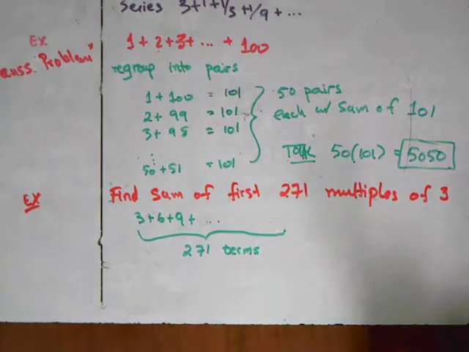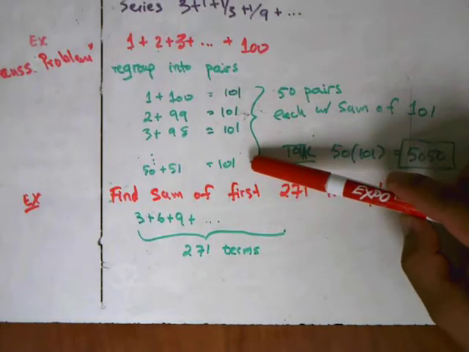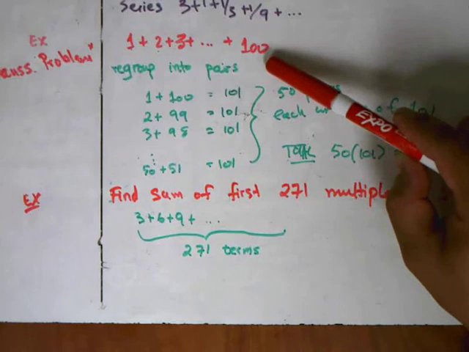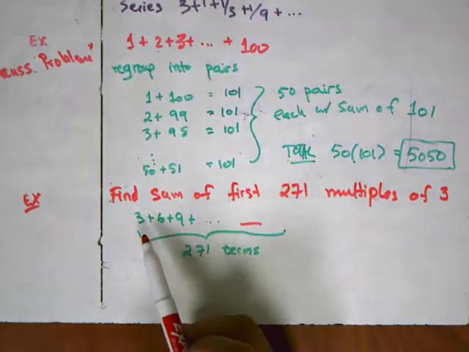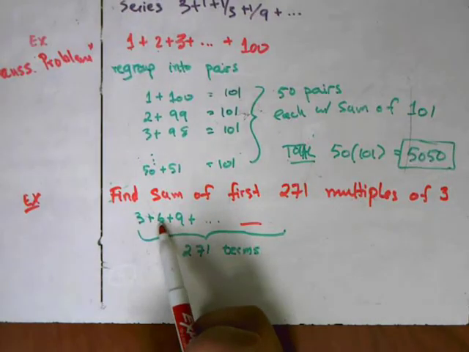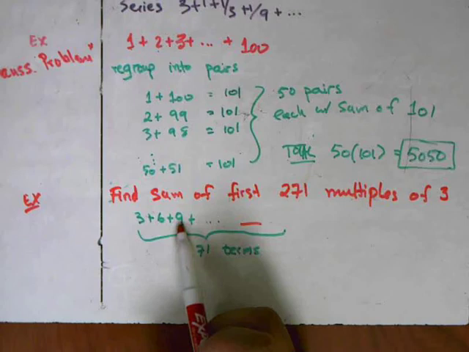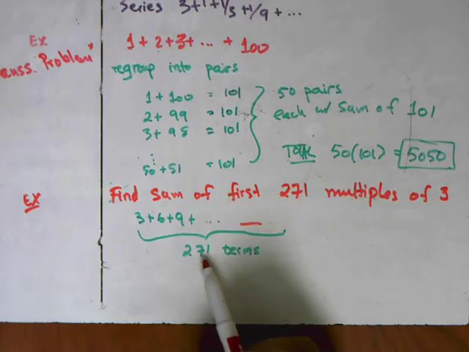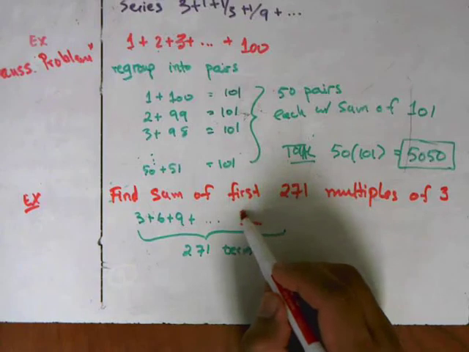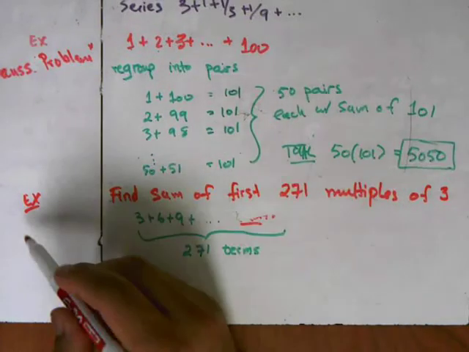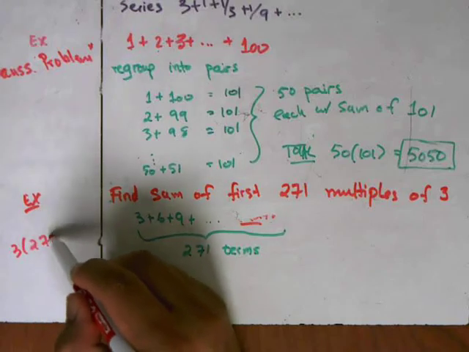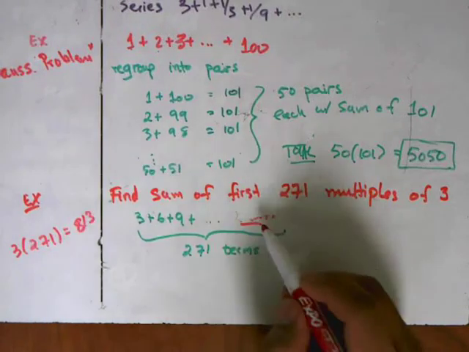Okay. And so let's think about how we solve this. Well, what we noticed about Gauss's problem is that there's a clear end. We don't know what the clear end is here, so we need to figure that out first. And this isn't too difficult. The first term is 3, the second term is 3 times 2, the third term is 3 times 3, so the 271st term must be 3 times 271. I'll write it on the side here. 3 times 271, which is 813.